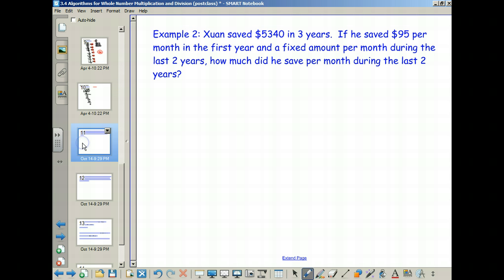We're going to do some examples that involve problem solving, which we did back in chapter 1. You guys remember that? Problem solving. With some of the different ideas of multiplication and division that you saw happening here.